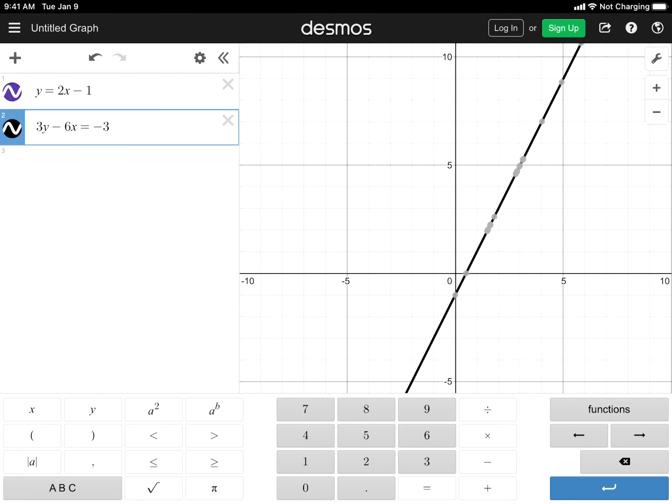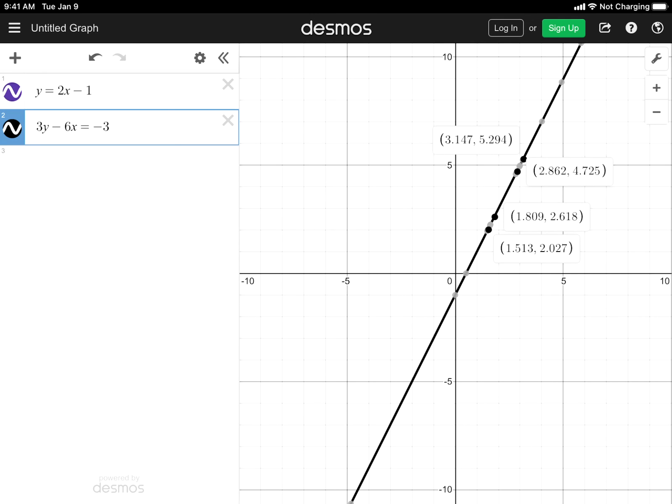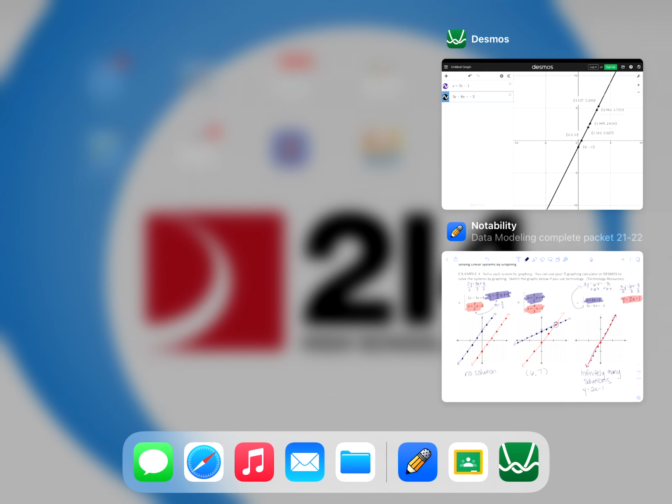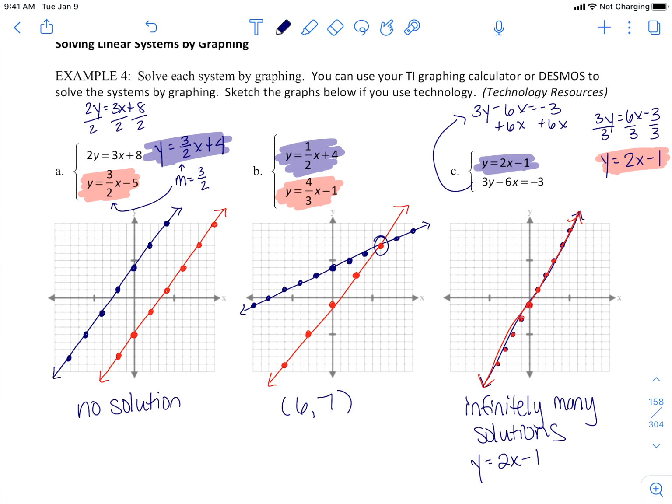So any one of these points that they give us, right, are going to be solutions to both of the equations. That's why they give you a bunch of points. These are some nicer ones down here. But again, all those points on the line are the infinitely many solutions to the system. And that's where we're stopping today.